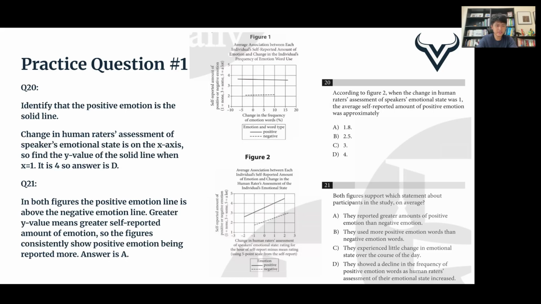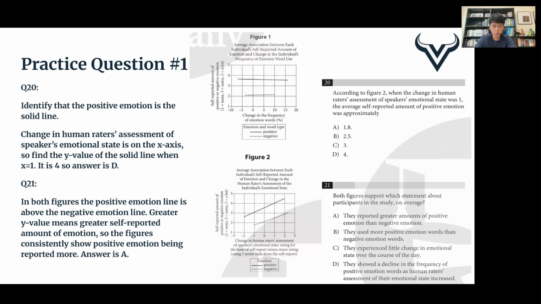So for question 20, you need to identify that the positive emotion is the solid line in the graph, and the change in human raters' assessment of the speaker's emotional state is on the x-axis, so you find the y value of the solid line when x is equal to 1, as the change in the rater's assessment of speaker's emotional state needs to be 1. Now the y value when x is 1 is 4, so the answer would be D.